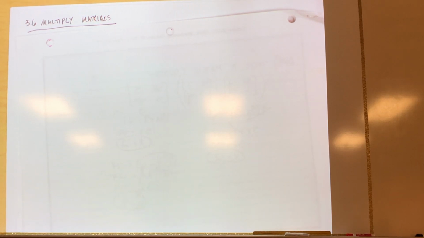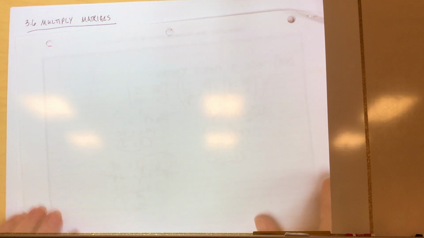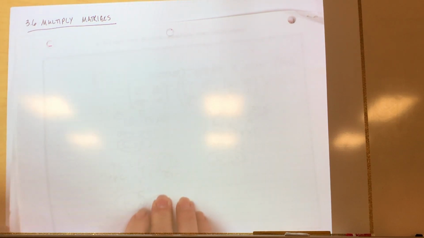3.6, multiplying matrices. Right here on the corner. This one? Yes. 3.6, multiplying matrices.